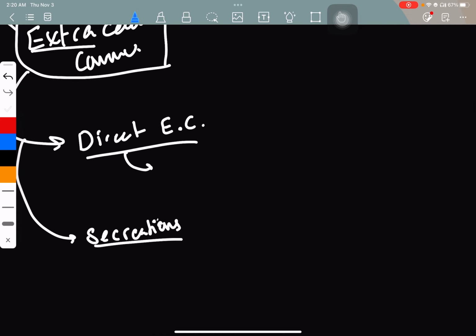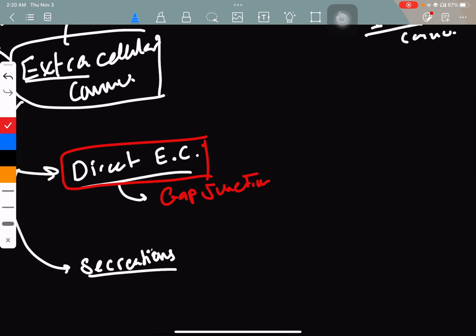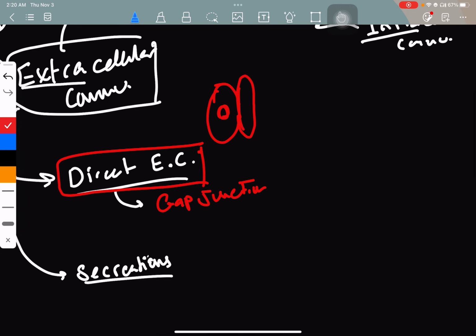Here it's very important: we have something called the gap junction, which is in the direct extracellular communication. This happens when we have two cells side by side. Two membranes latch onto each other, and they form this thing called a gap junction.